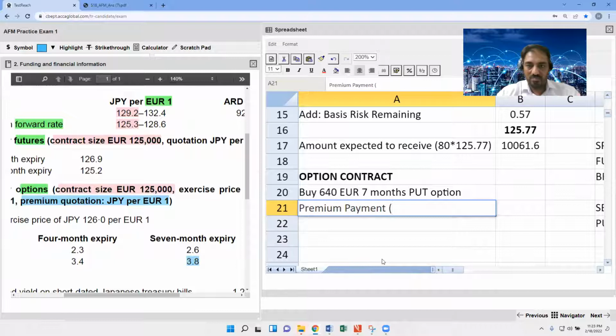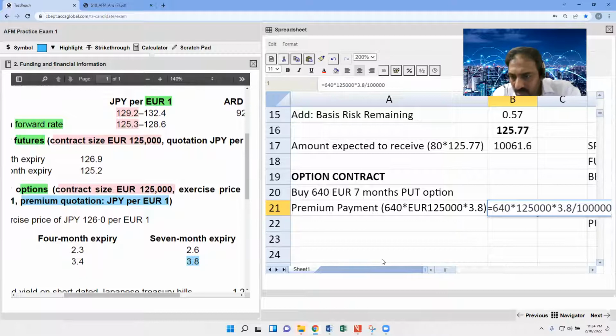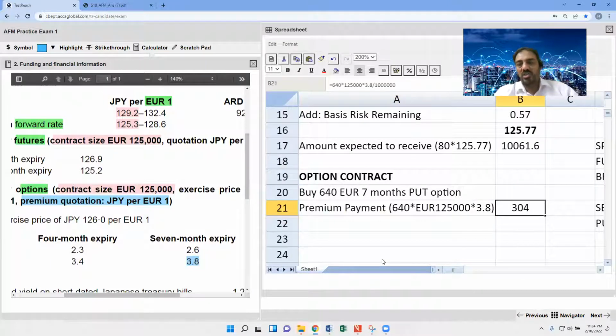So how many option contracts do we purchase in euro? We will mention 640 contracts, each contract euro 125,000. And we have to pay Japanese yen 3.8. We have to work out in millions: 640 into 125,000 into 3.8 divided by a million, which equals 304. So the premium upfront payment we have to pay is 304. That's important.